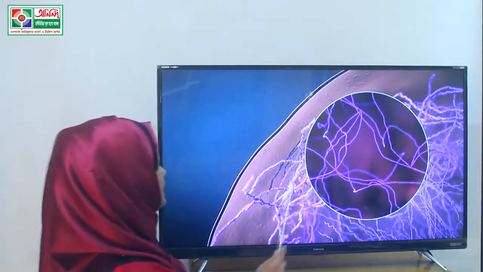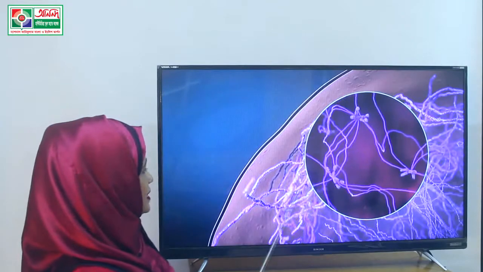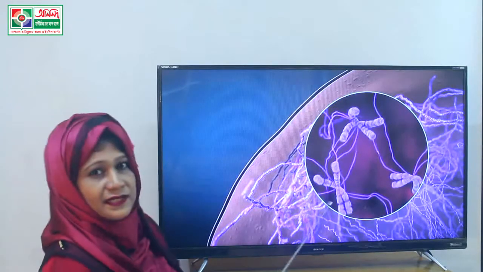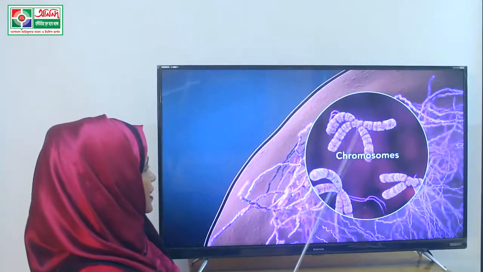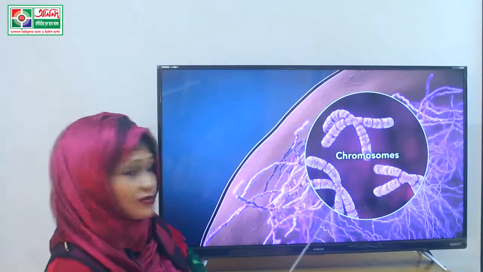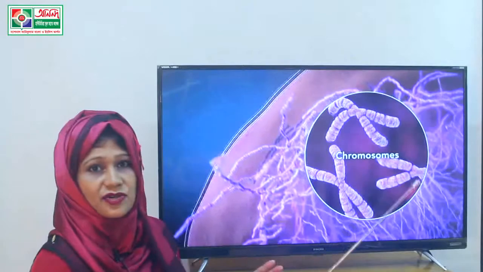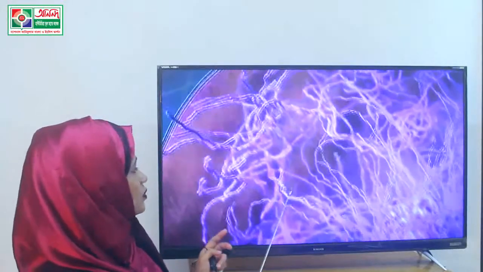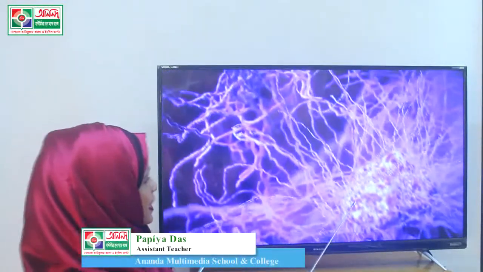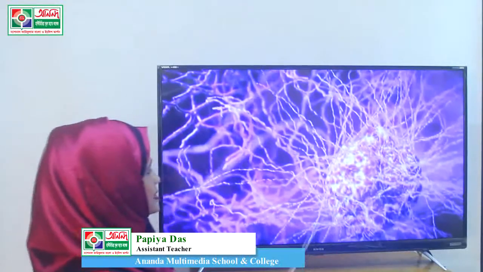This is the nuclear membrane, and you will get the chromatin before cell division. When the cells are ready to divide, you will get this X-like condensed structure, the chromosome. The condensed form of the chromatin is the chromosome, and this is the nucleolus.